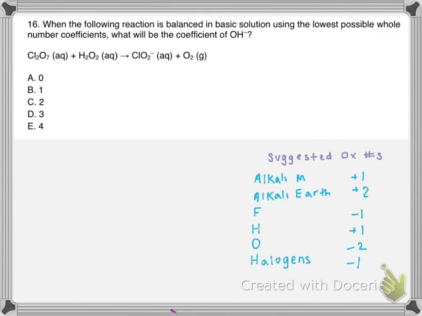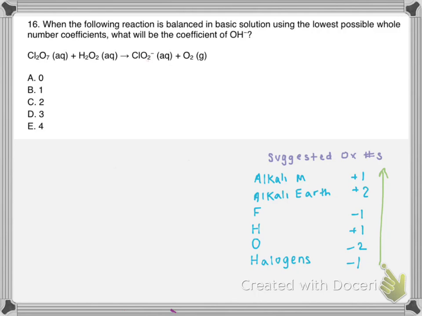So I've written here our list of suggested oxidation numbers, where alkali metals are +1, alkaline earth +2, fluorines -1, hydrogens +1, oxygen -2, and halogens are -1. And they're written this way in terms of increasing strictness. So alkali metals are the most demanding. They always have their +1 oxidation state. And anything below them, if need be, will be more flexible so that alkali metals can always be +1, and so on.